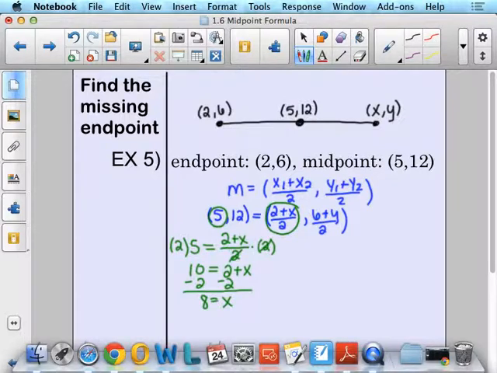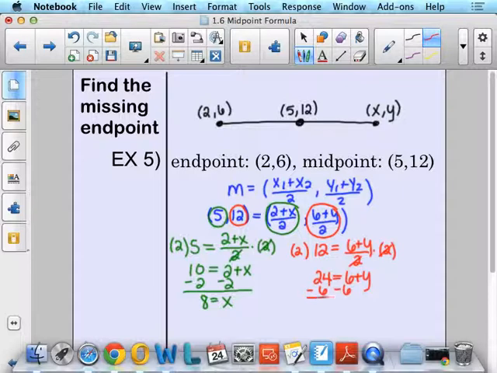Okay, now I'm going to do the same thing, but this time just for the Y's. Here, 12 is in the Y spot, and (6 + Y) divided by 2 is also in the Y position. So those two are equal. So we're going to have 12 equals (6 + Y) divided by 2. I'm going to multiply both sides by 2, so we get 24 equals 6 plus Y. If I subtract 6 from both sides, we get that Y is equal to 18.